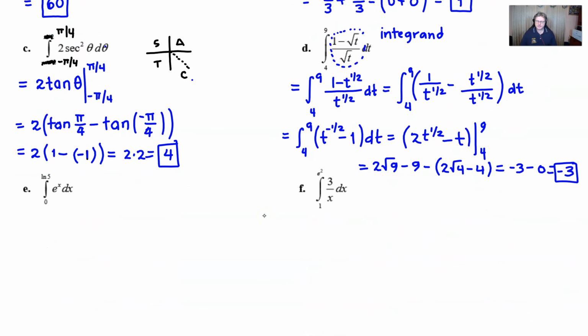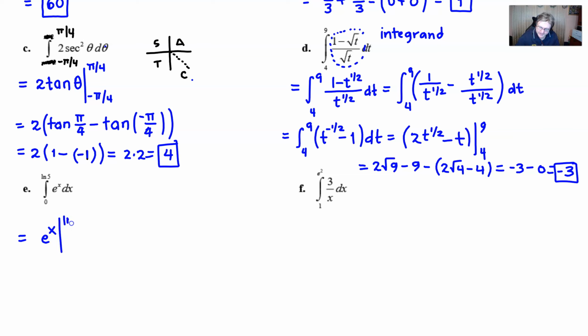All right, last couple here. Integrate e to the x with respect to x from 0 up to this very strange boundary of natural log of 5. Well, one thing is for sure, this is probably the easiest integral formula that you have on this page, because the integral of e to the x is e to the x.